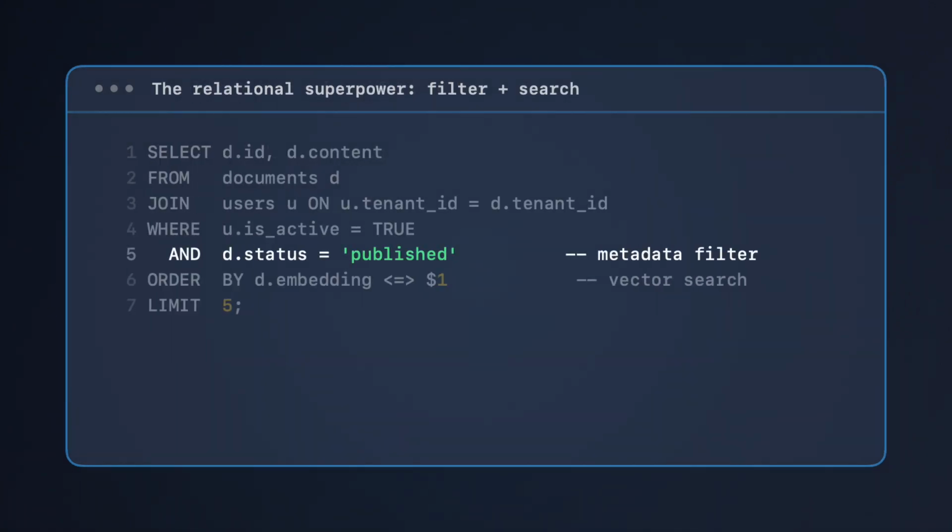And because it is just Postgres, you get the relational superpower back. You can filter your vector search by tenant, by status, by date, joining against your other tables in a single query. The specialized vector databases struggle with exactly this kind of metadata filtering. Here it is, just a where clause.